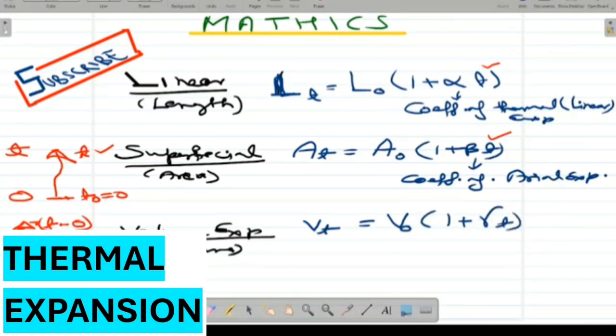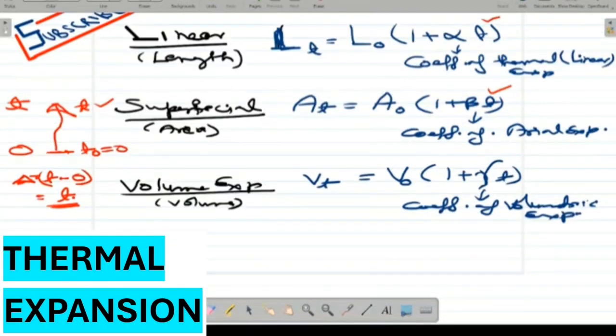Okay, this is gamma. Where gamma is, what is it? This is the coefficient of volumetric expansion, right students? Now, for density, you know what is density? Density is mass per unit volume. For density there is some change. This formula is not followed for density. For density, it's always seen that when we increase the temperature, density decreases.